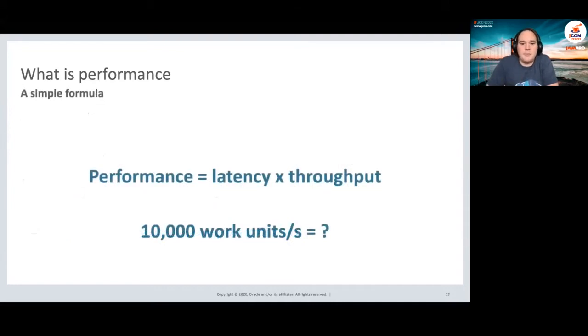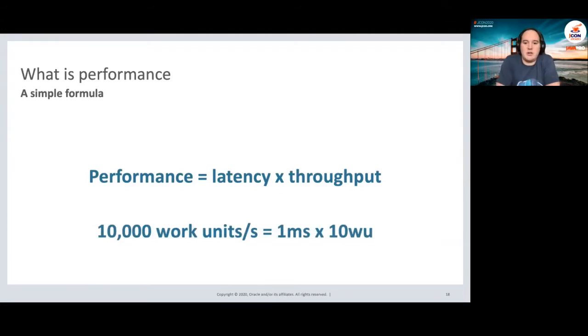Quick example: let's say we need to process 10,000 work units per second. What would this formula equate to? Work units being whatever business transaction you want to do, 10,000 per second. Well, it could be something like this. If you have a latency of 1 millisecond for such a work unit, that means you can do 1,000 per second. That means you only have to do 10 work units in parallel and you get to 10,000. Very simple, right?